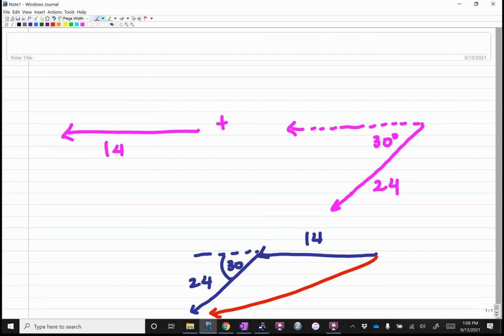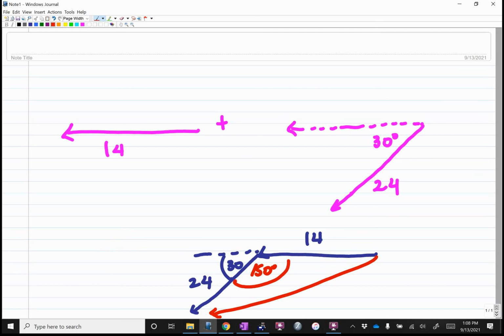It's not a right angle. Why can't I use SOHCAHTOA here? And in fact, I don't even have an angle in my triangle. Well, I could say, Mr. Dewick, that has to be 150 degrees because these form a straight line. And that absolutely is what I would do.